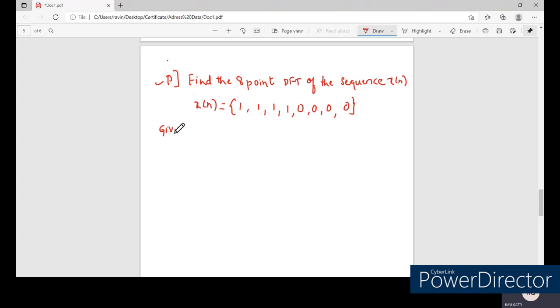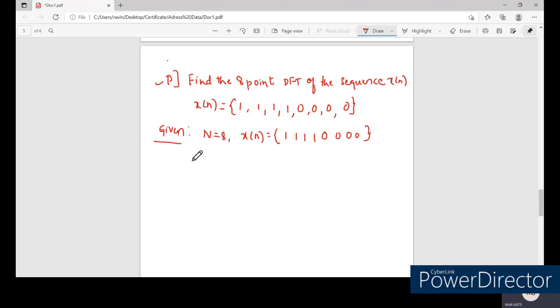So you first list out what they have given you so that you can solve the problem. They have given N is equal to 8, and they have given x of n, which is 1, 1, 1, 1, 0, 0, 0, 0. So this is what you have been given.